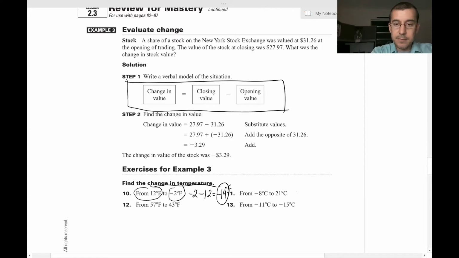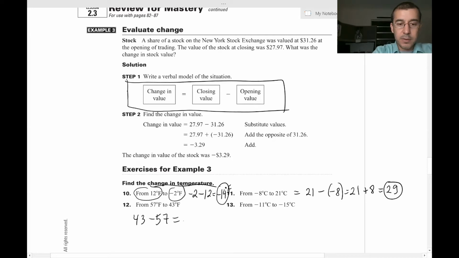Number 11, we have closing value, which is 21, minus opening value, which is minus 8. So this is 21 minus 8 is plus 8, or this is 29. Number 12, we have closing value 43 minus opening value 57. 57 is greater than 43, so this is going to be minus, 57 minus 43 is 14. So minus 14 Fahrenheit.